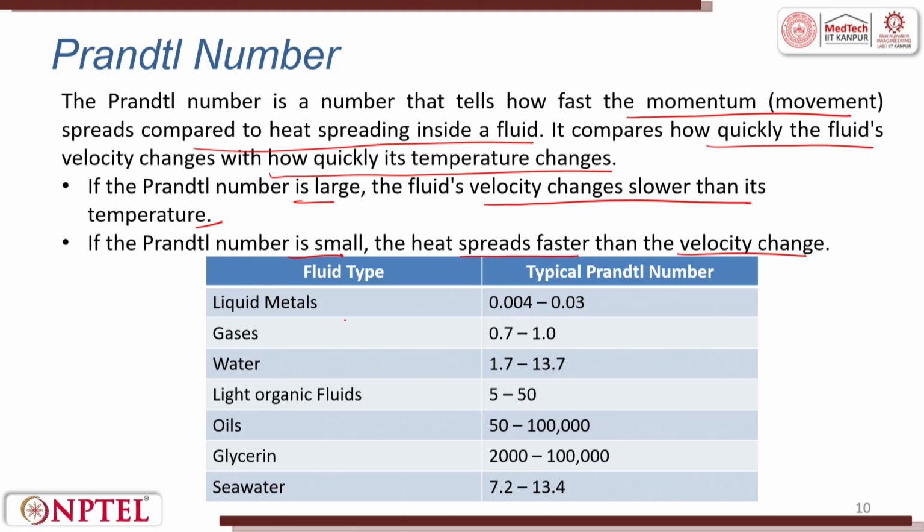You can see for certain fluid types, typical Prandtl number values are given. For liquid metal, it is from 0.004 to 0.03. For gases, 0.7 to 1.0. For oils, it is from 50 to 1 lakh. It all depends upon the viscosity of the oil here. Oil is a very broad term. For glycerine, it is from 2000 to 1 lakh. For seawater, it varies from 7.2 to 13.4. For regular water, it varies from 1.7 to 13.7.